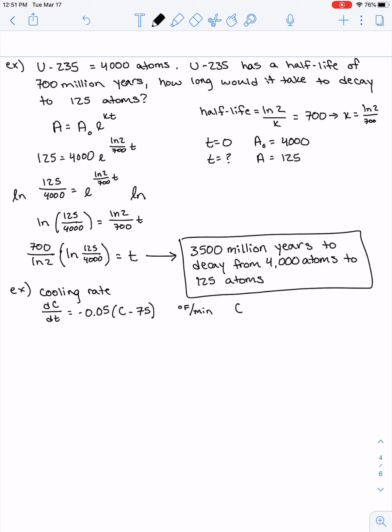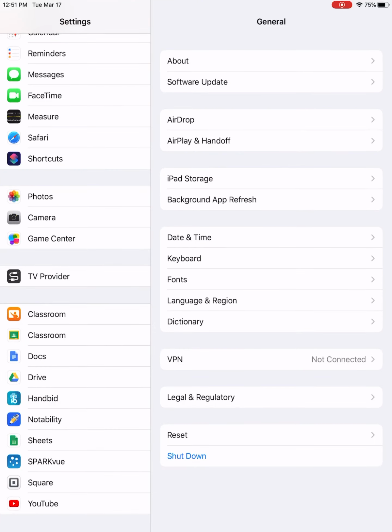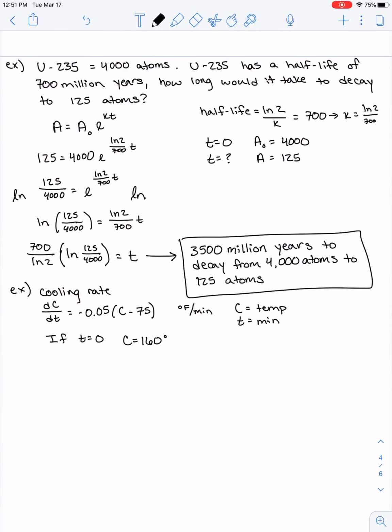C is temperature and t is minutes. So if the coffee is 160 degrees Fahrenheit initially, so at time 0, what is the temperature 10 minutes later? So we're going to integrate this just to prove to ourselves that it works.